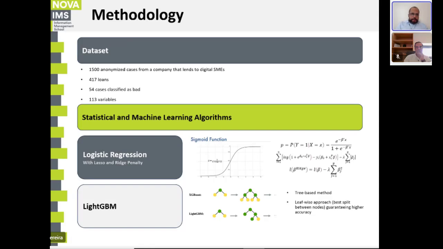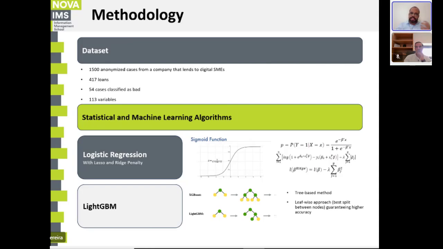In terms of methodology, I'll go very quickly here. We have a corporate data set with 1,500 anonymized cases from a company that lends to digital SMEs. Of these 1,500, 417 loans, 54 are bad cases, or at least classified as bad. So it leads to a bad rate of about 13%. And I export 113 variables. These variables are related to balance sheet, P&L, bank account ratios.